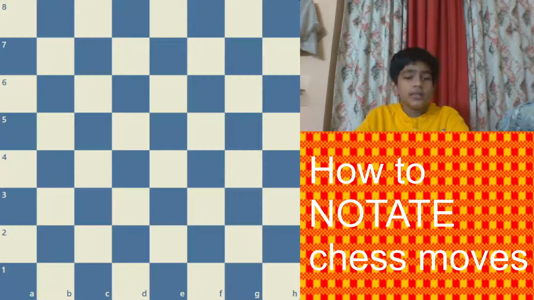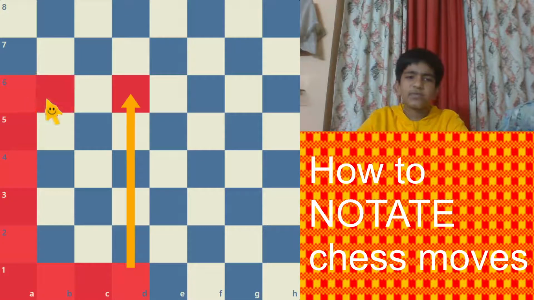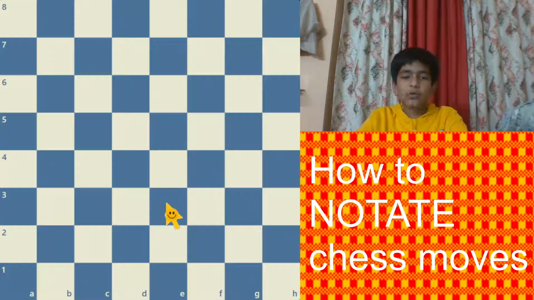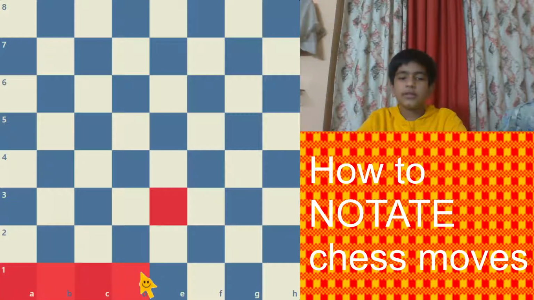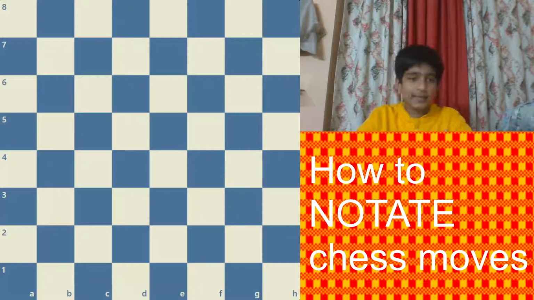To notate a square, you have to combine the file with the rank. The file will always go first. So I want to say what this square is. Going down here: A, B, C, D. This is a D. And 1, 2, 3, 4, 5, 6. This is on the 6th rank. So this is B6. Let's say I want to know what this square is now. A, B, C, D, E. This is on the E file, and 1, 2, 3. This is on the 3rd rank. So E3. And it goes like that.